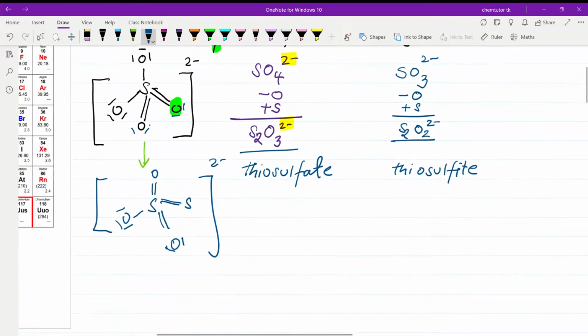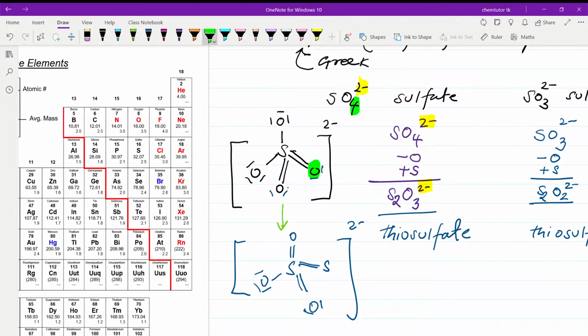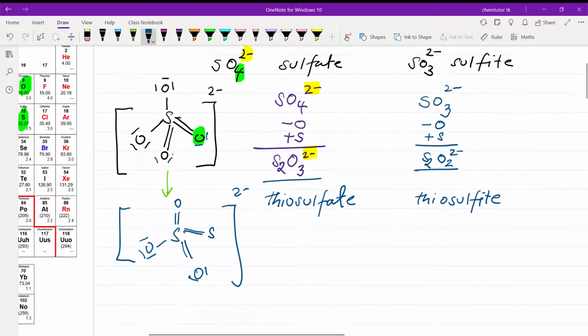Now we will do some practice. Sulfur and oxygen are in the same group, and that's why this is happening. The valence electrons are the same for both of them, so it is possible to interchange.